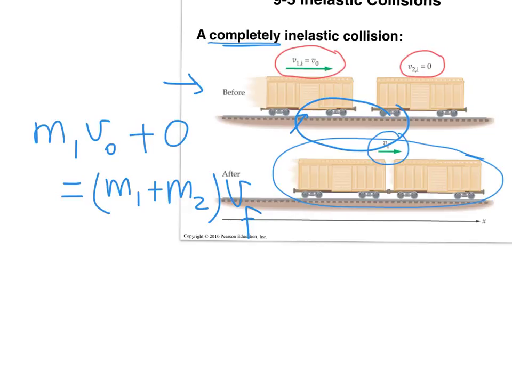What you use will depend on the problem. If I give you m1, m2, and v naught, I can use this to find v sub f. I can give you m1, v naught, and v final, and I can use that to find m2. Okay? So it's not used to find one or the other. It's just a relationship. And you just use it to find whatever you need.